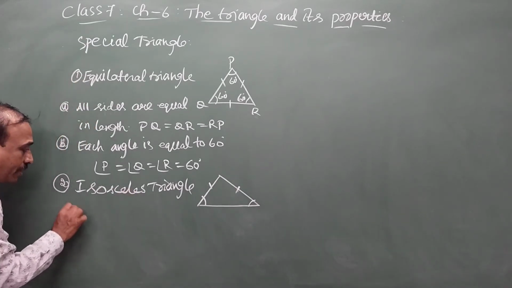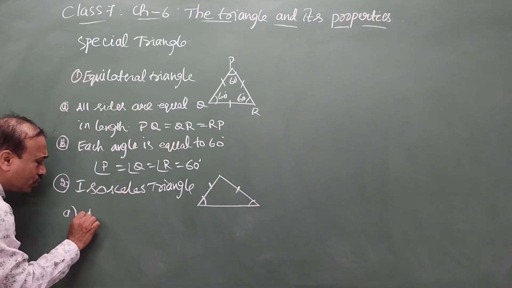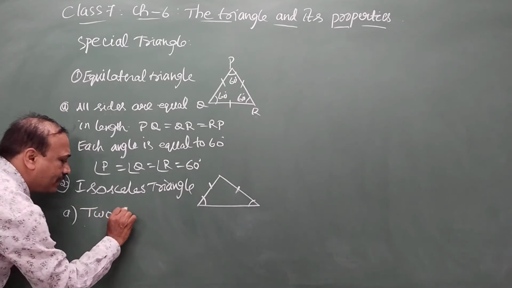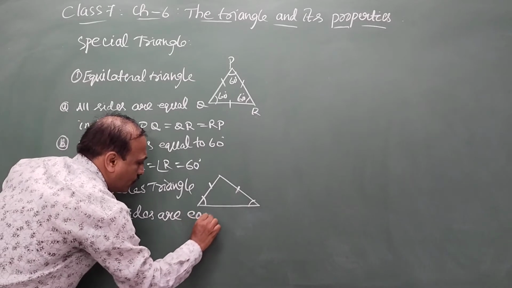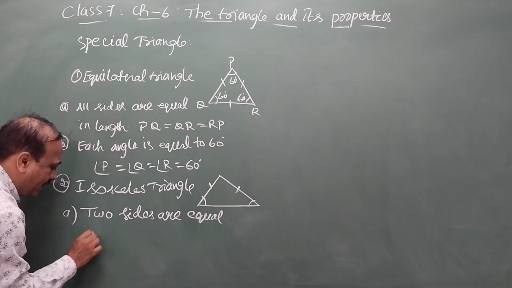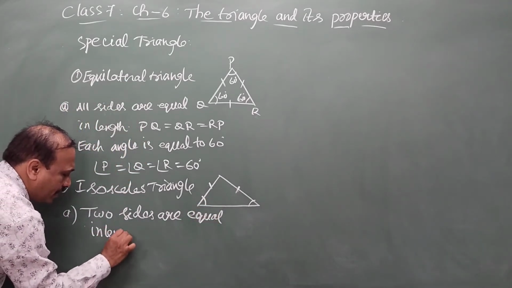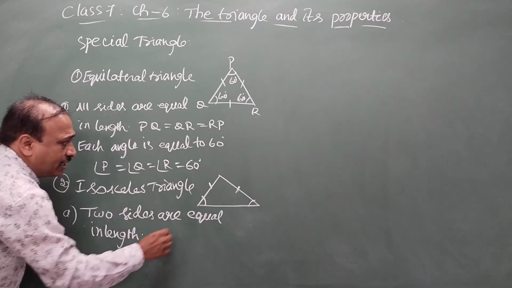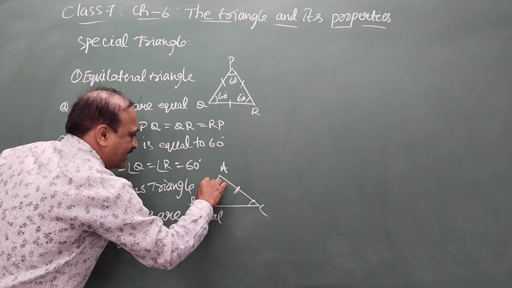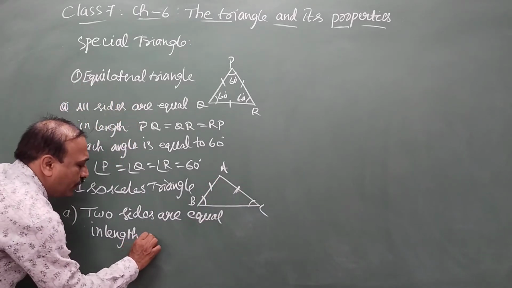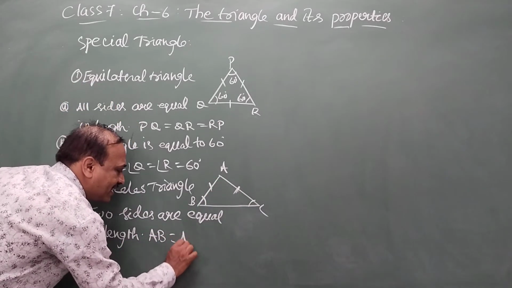So the first point is that two sides are equal in length. Which are the two sides? Whichever two sides are marked, this represents that they are equal. So AB is equal to AC.